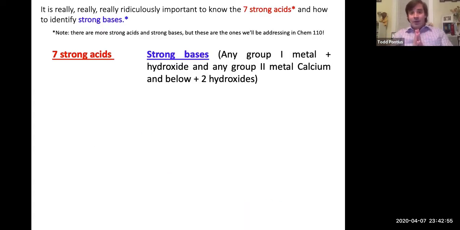It is very, very important to know the classic 7 strong acids and what makes something a strong base. We'll have just a general rule we can use to figure out strong bases. There are more strong acids and strong bases in this. Some of them you might utilize in organic chemistry, but for our purposes, these are the 7 strong acids. They are hydrogen and a halogen, HCl, HBr, and the friendliest acid of them all, hydroiodic acid, HI, hi.